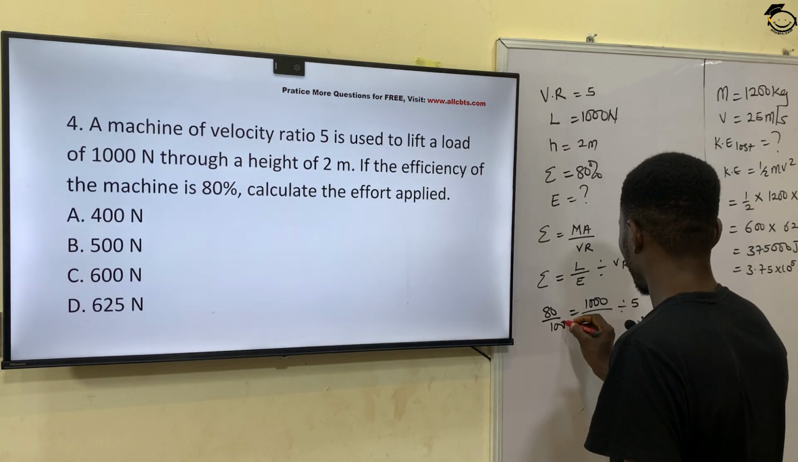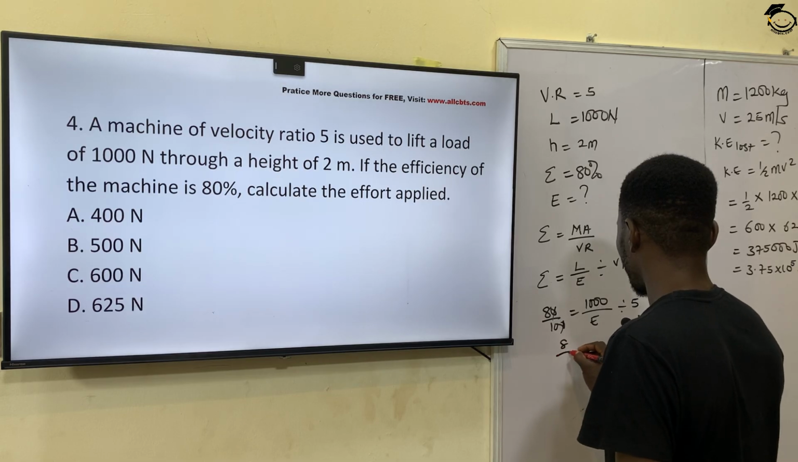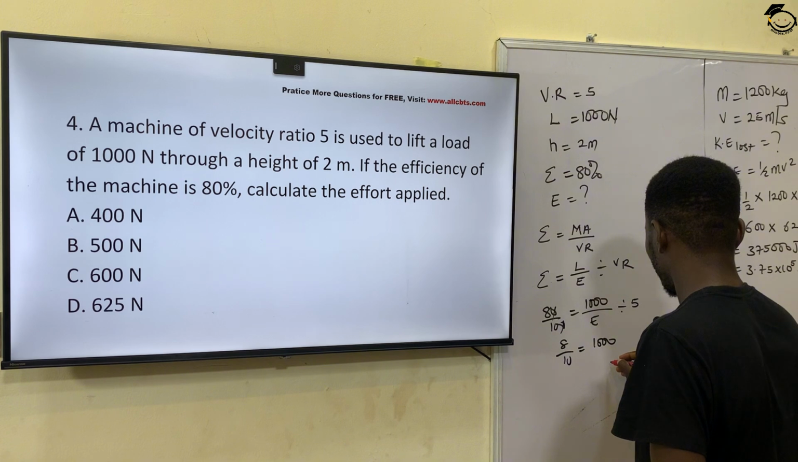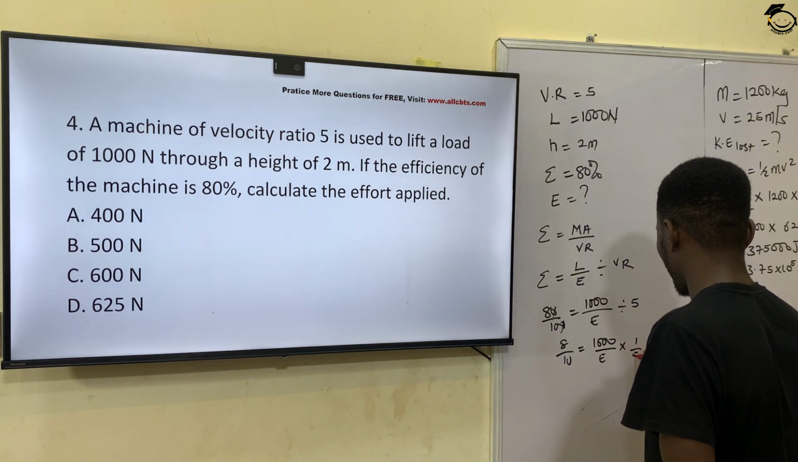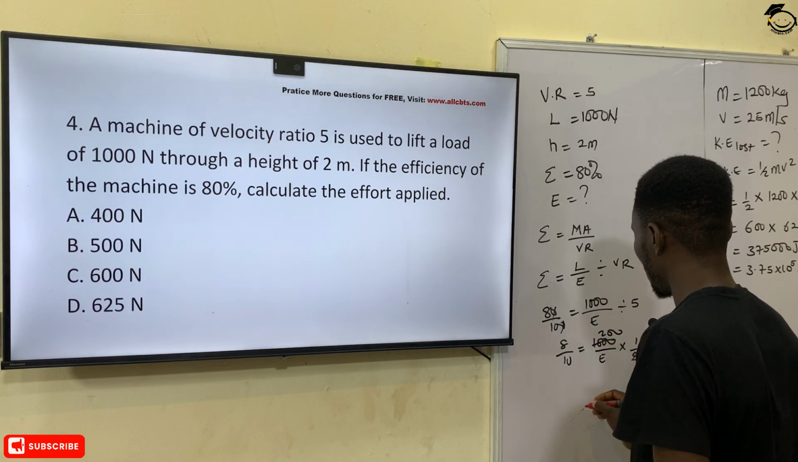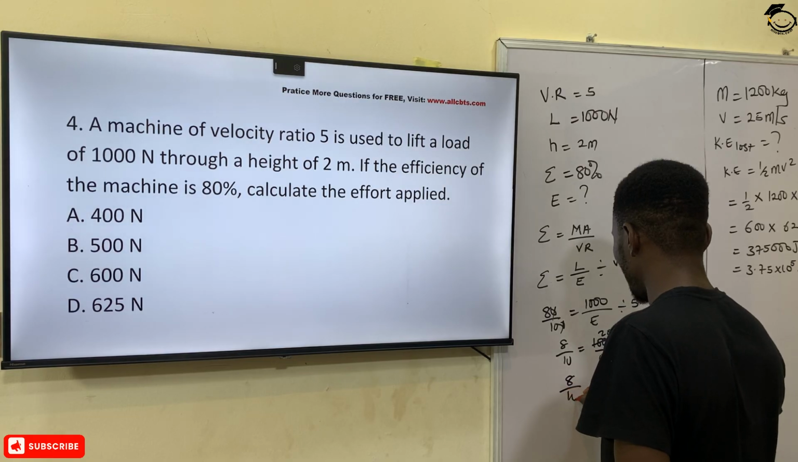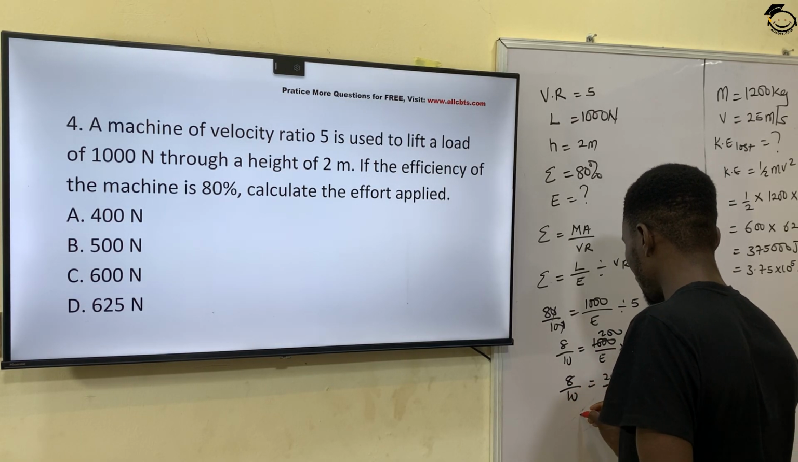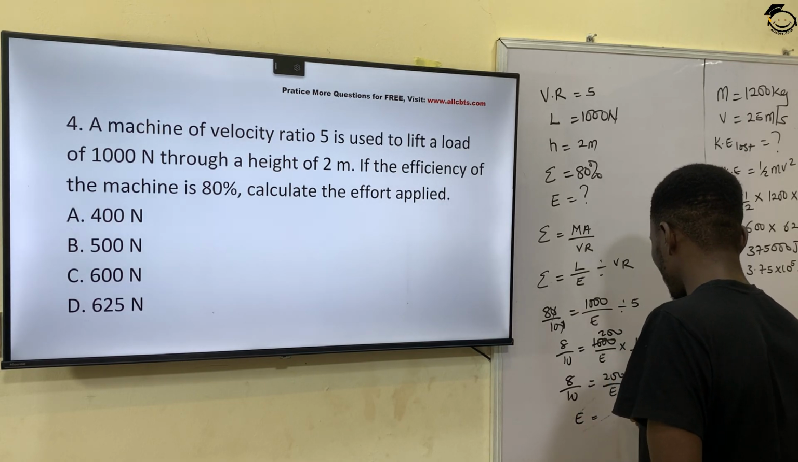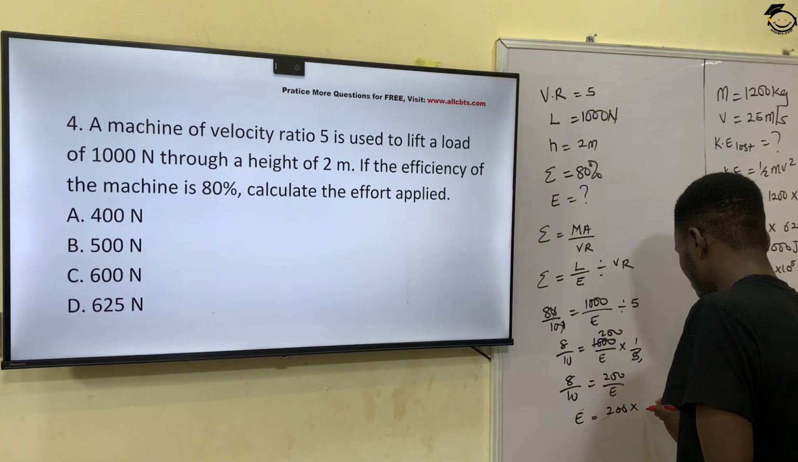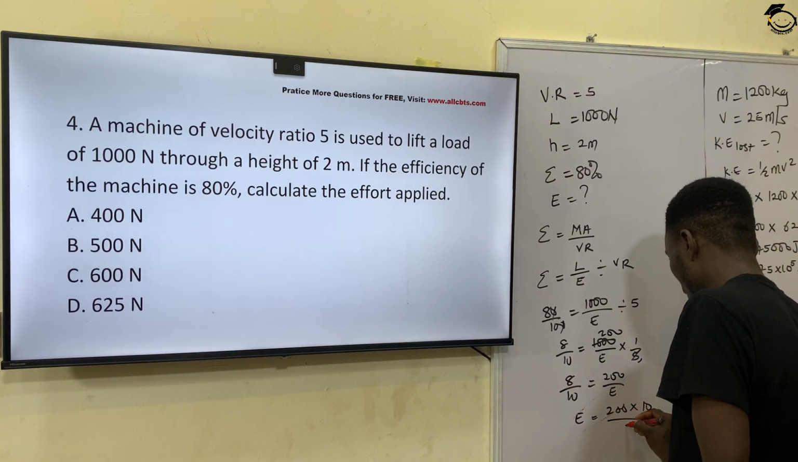So I have 8 over 10 equal to 1000 over E times 1 over 5. Dividing by 5, 1,000 becomes 200. So I have 8 over 10 equals 200 divided by E. This means that my effort is equal to 200 times 10 divided by 8.